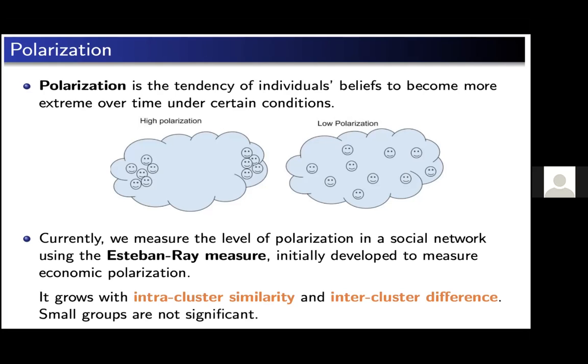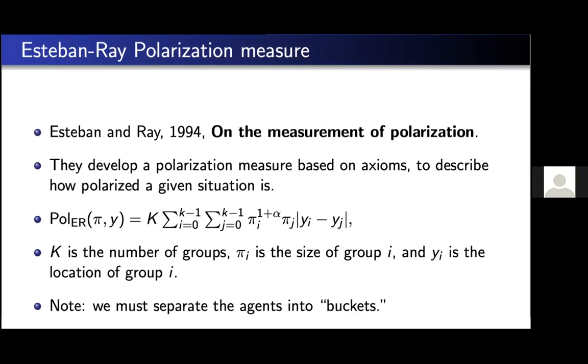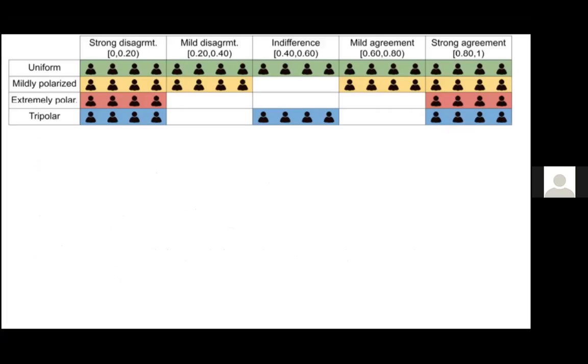And for that, we used a measure from economics, developed about 3 years ago. It's called the Esteban-Ray measure. Since I have little time, I'm not going to describe this measure. I can do it offline. The important thing is that it gives me high values if I have a polarized situation and low values if I don't have a polarized situation.